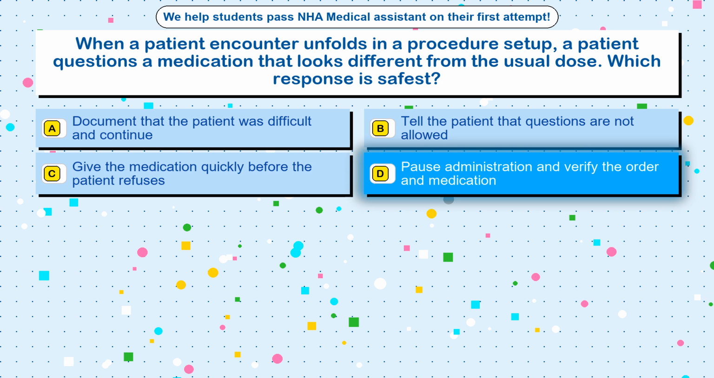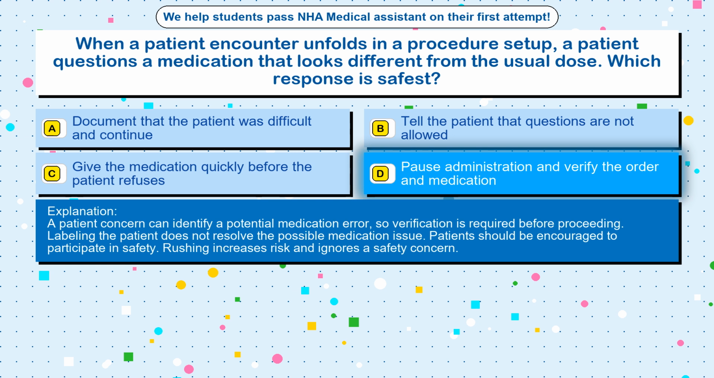Pause administration and verify the order and medication. A patient concern can identify a potential medication error, so verification is required before proceeding. Labeling the patient does not resolve the possible medication issue. Patients should be encouraged to participate in safety. Rushing increases risk and ignores a safety concern.